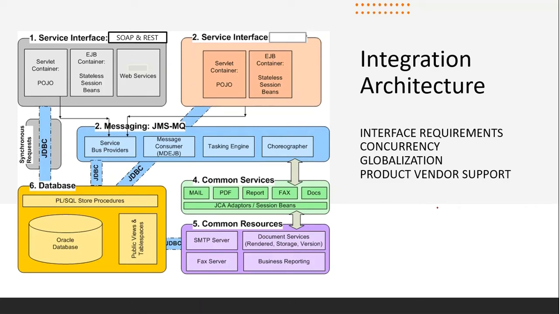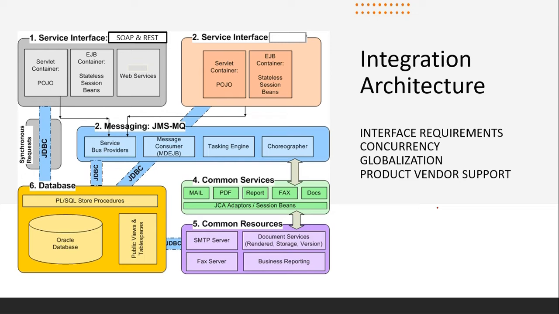Hi guys, in this section we will be talking about the integration architecture. When you have moved forward and start looking into the integration architecture, what are the non-functional requirements which you need to take care of is what we are going to discuss very quickly here.